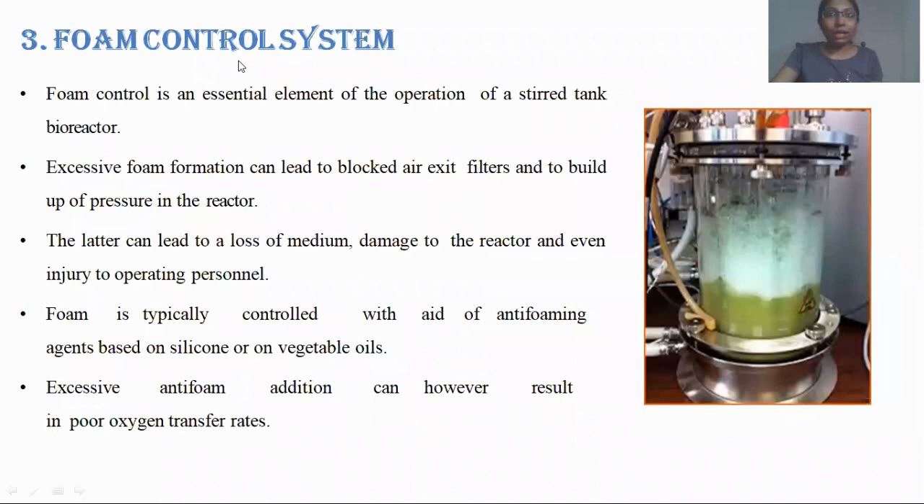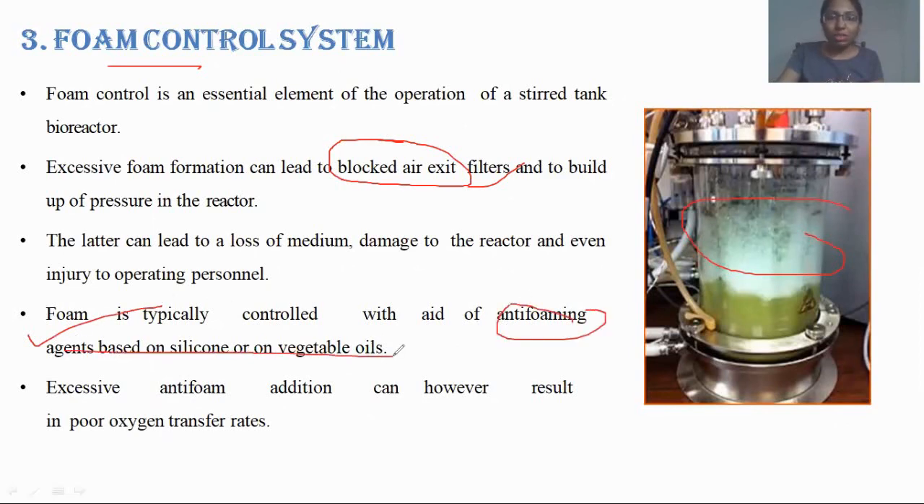Now, as you have seen, I talked regarding the foam formation, as you can see over here. The foam formation is again an essential element, because if the foam is not controlled, then it can block the air exit filter, and it can lead to pressure generation. So it can sometimes lead to the blasting of the bioreactors. Nowadays you are hearing about blasts in reactors, and this is one of the reasons for it. The foam formation is controlled by addition of anti-foaming agents based on silicon or vegetable oils.